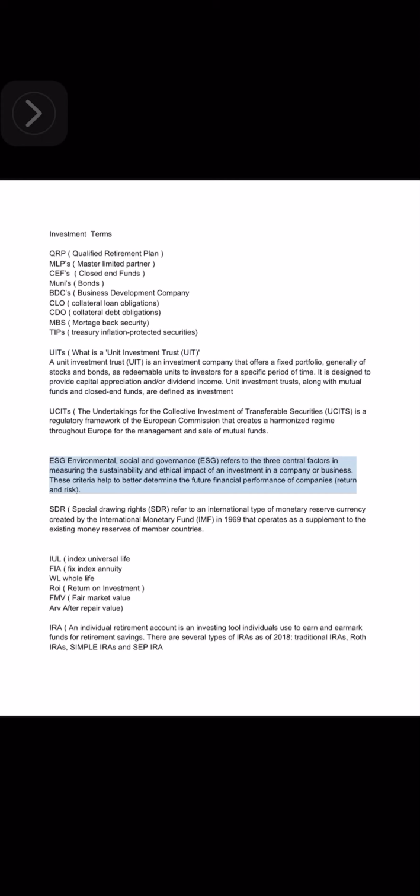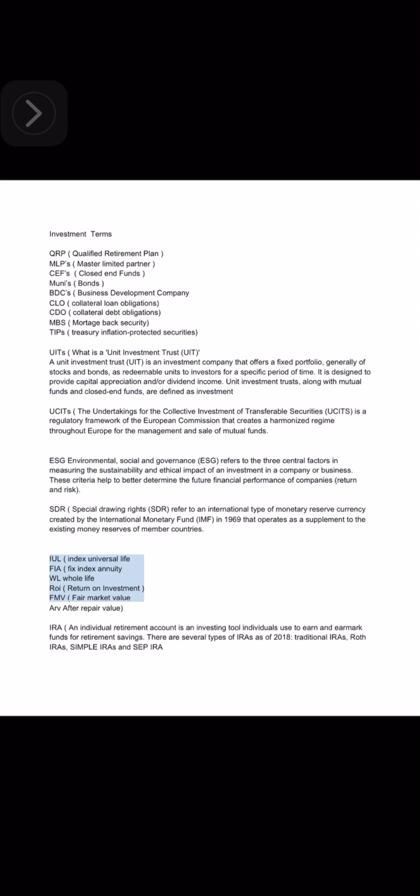SDR, Special Drawing Rights. SDR refers to an international type of monetary reserve currency created by the International Monetary Fund, IMF, in 1969 that operates as a supplement to the existing money reserves of member countries. IUL, Index Universal Life. FIA, Fixed Index Annuity. WL, Whole Life. ROI, Return on Investment. FMV, Fair Market Value. ARV, After Repair Value.